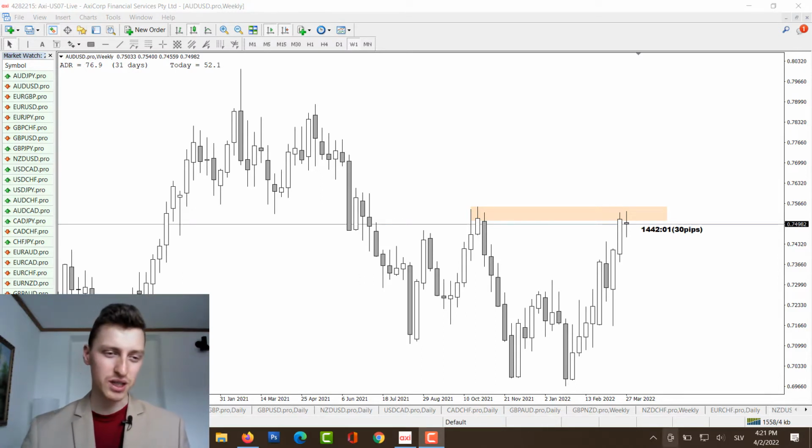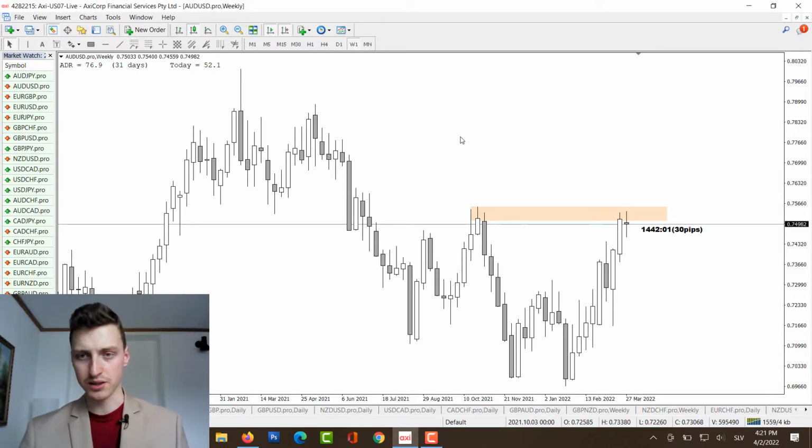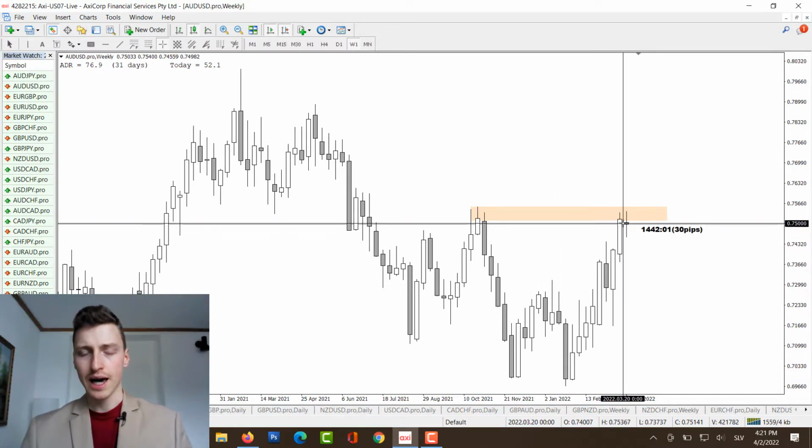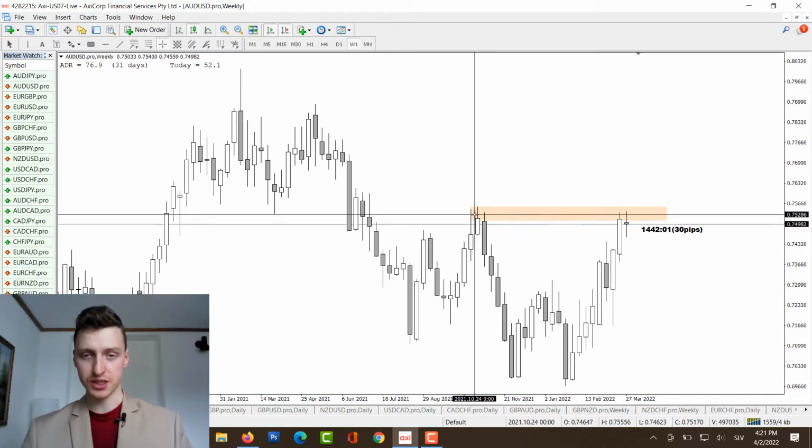Okay, so let's start with the Aussie dollar on a daily time frame. Actually, we are on a weekly time frame. And as you can see on a weekly time frame, we are having a nice swing high, swing low, swing high, swing low, swing high. Okay, and price reached this recent resistance area.